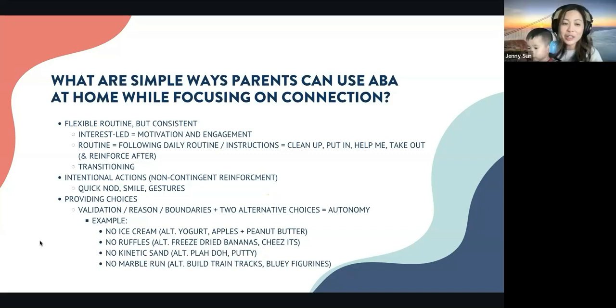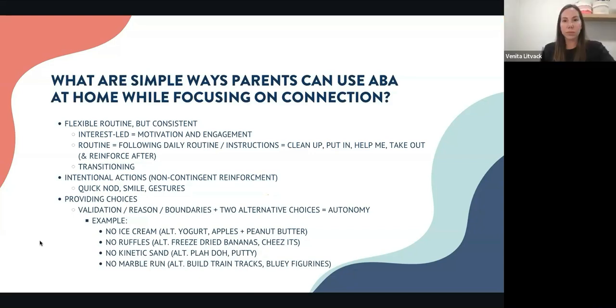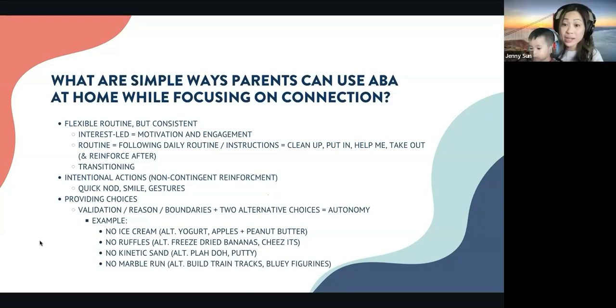They want something. So provide choices while letting them know, okay, I know you really want this, but we can't have it right now, and this is why. But here are two things that you can have, which really gives them the chance to choose one of those. It really helps them with their autonomy.